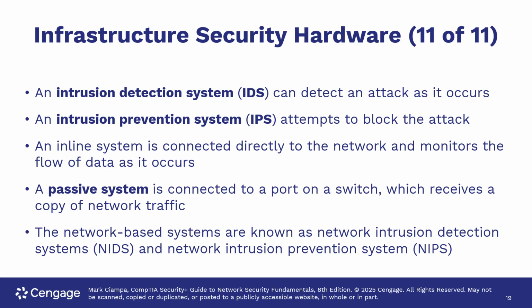So an inline system is connected directly to the network and monitors the flow of data as it occurs. Okay, you have a passive system that's connected to a SPAN port on the switch, which receives a copy of the network traffic. So the attacker won't know that it's being detected. Okay, so network-based systems are known as a network intrusion detection system and a network intrusion prevention system.